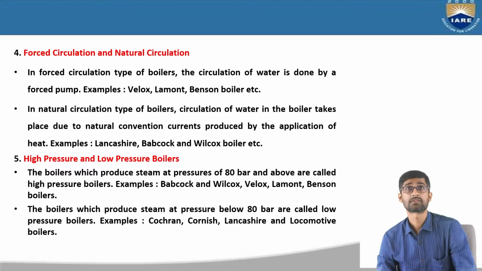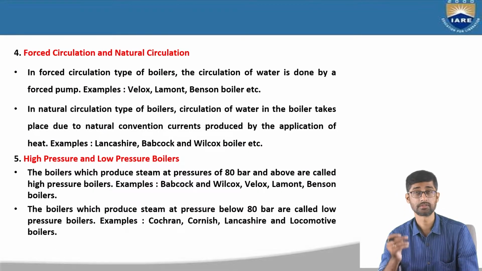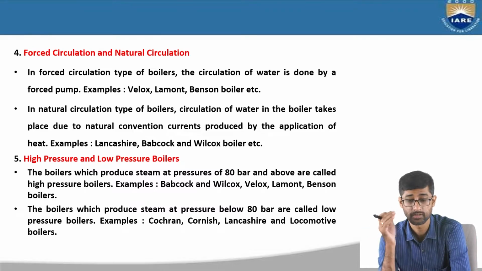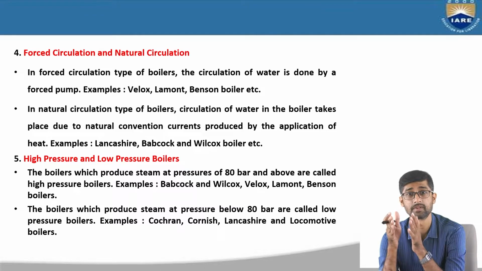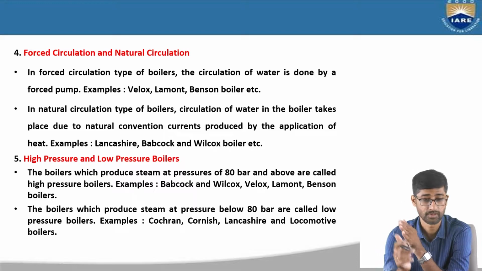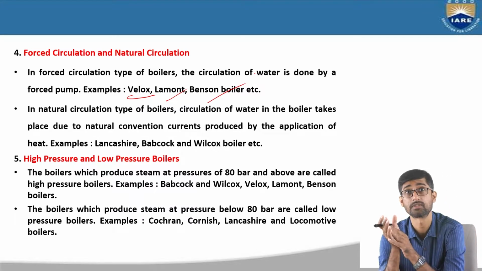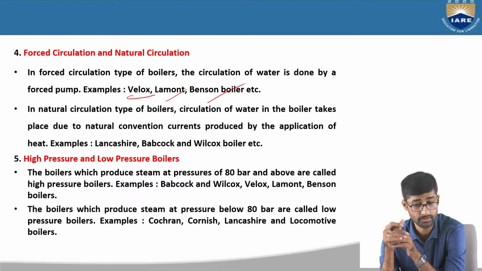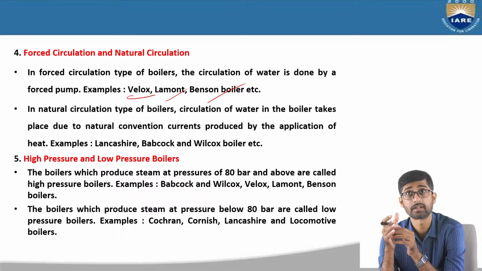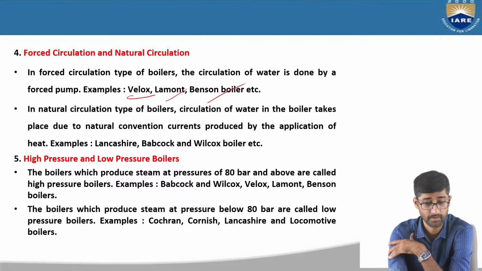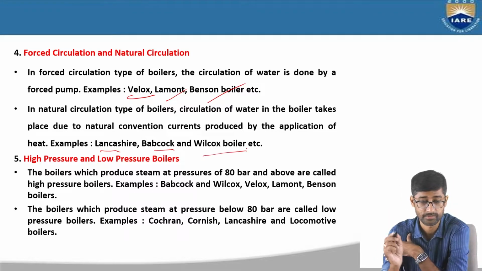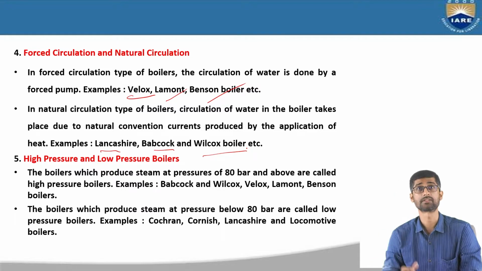The fourth one is forced circulation and natural circulation. In forced circulation boilers, the circulation of water takes place by a forced pump. For example, the Velox boiler, La-Mont boiler, or Benson boiler. These are all called forced circulation boilers. But in natural circulation boilers, the circulation of water takes place due to natural convection currents produced by the application of heat. For example, the Lancashire boiler, Babcock boiler, and Wilcox boilers. These are all called natural circulation boilers.